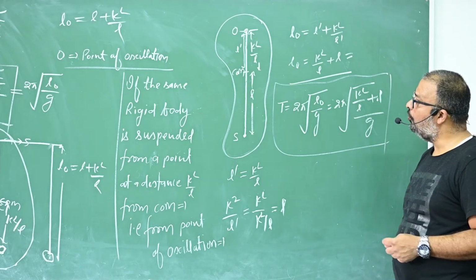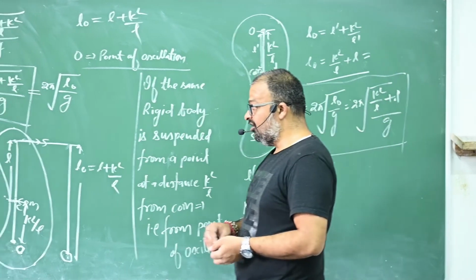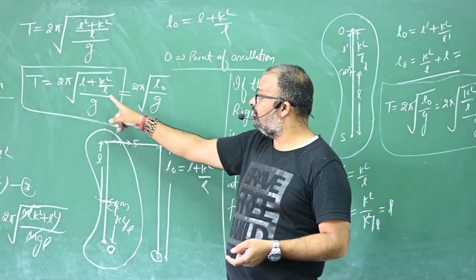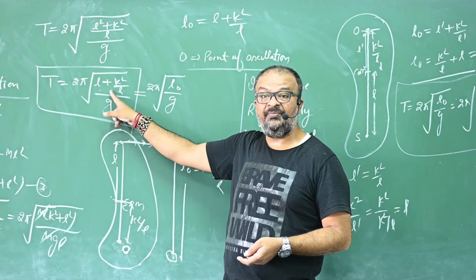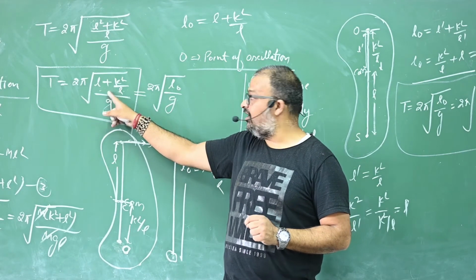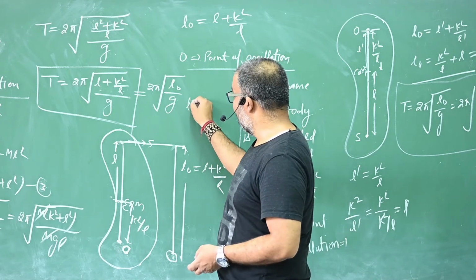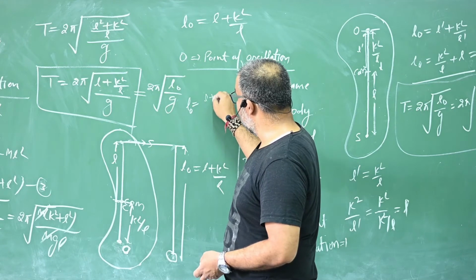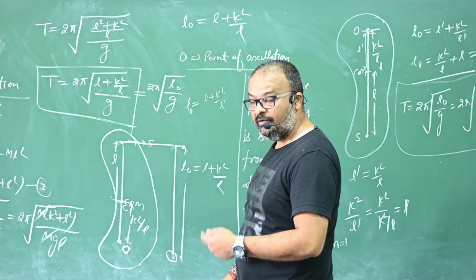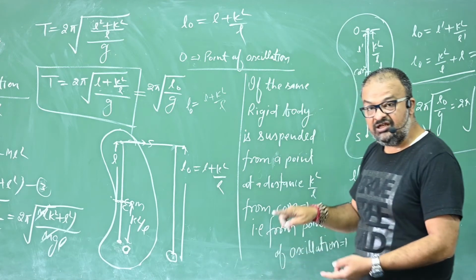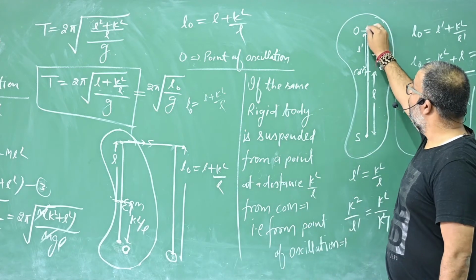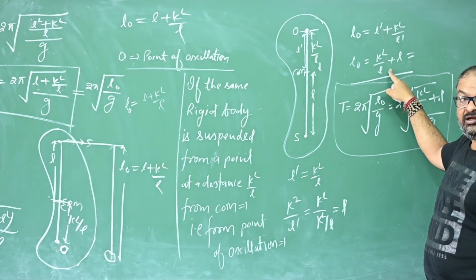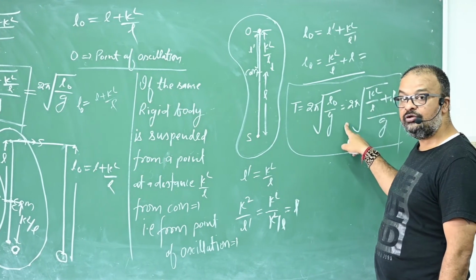Oh ho, what does it mean? It means that when it is suspended from S, the time period will be 2 pi square root of L plus K square by L upon G, and the equivalent length of this compound pendulum to the simple pendulum is L plus K square by L. But when the same rigid body is now suspended from the point of oscillation, the equivalent length is still the same as before and the time period is also the same.